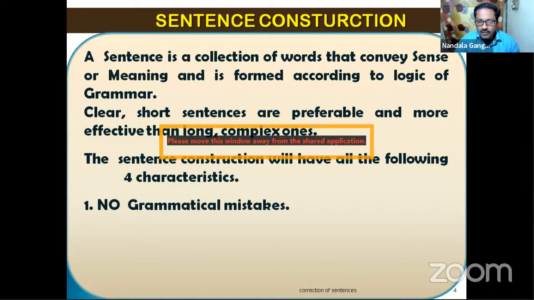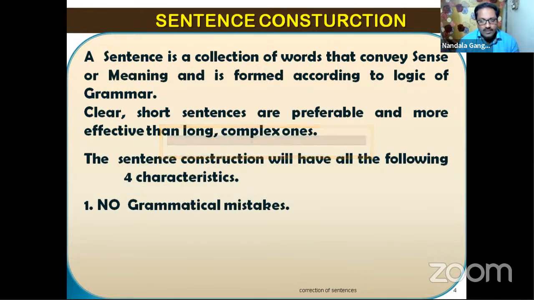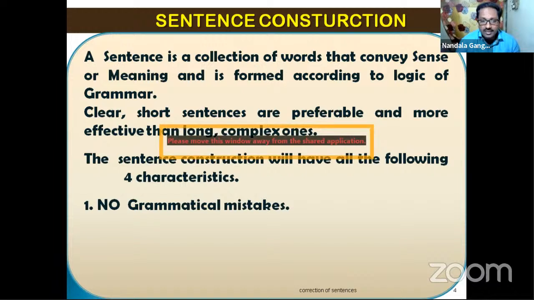Where do we cut them and where do we start them? The sentence formation should be in a proper manner, and avoid missing commas in compound sentences. Sometimes we forget to put the comma between the two main clauses in compound sentences. That also makes it meaningless.